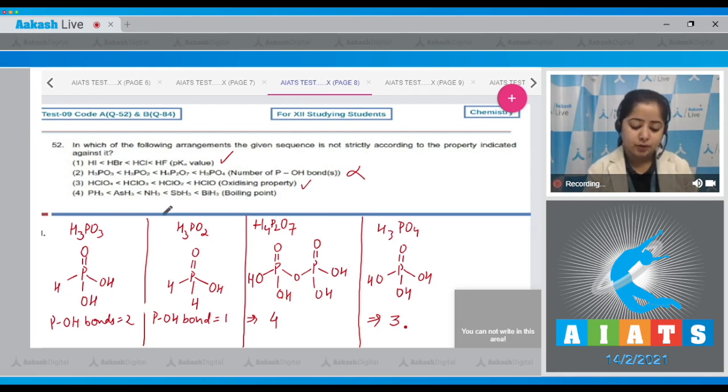Moving to last, the order given is for boiling point. BiH3, SbH3, NH3, AsH3, PH3. Student, this is also the correct order. The boiling point of ammonia is higher than that of PH3 and AsH3 because ammonia has a tendency to form hydrogen bond. Therefore, the given sequence is correct. So, the correct answer for this question is option number 2.